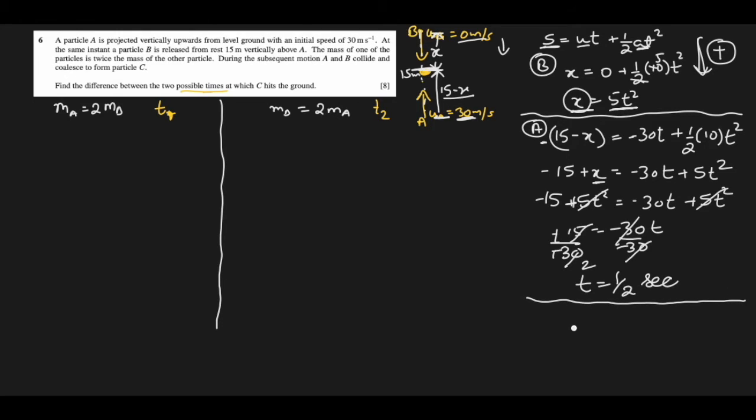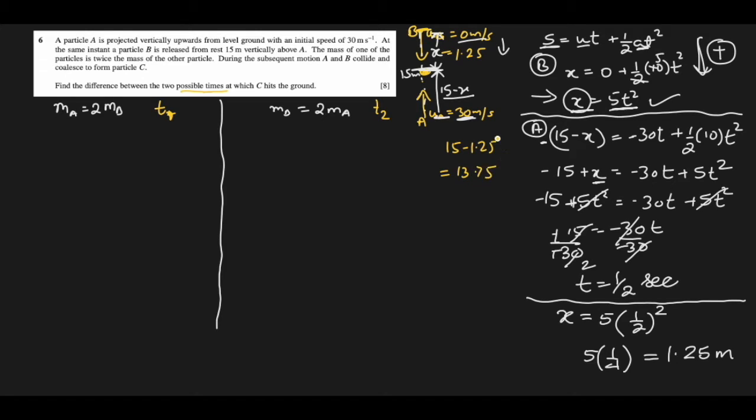Now, let's find X. I can use this equation for X. X is equal to 5 times half square. The equation was 5t square, and it becomes 5 times 1/4, which is 1.25 meters only. So that means this is 1.25 meters below where B was released, and 15 minus 1.25 will be 13.75. So this distance is 13.75. The point is 13.75 above A and 1.25 below B, total 15 meters.